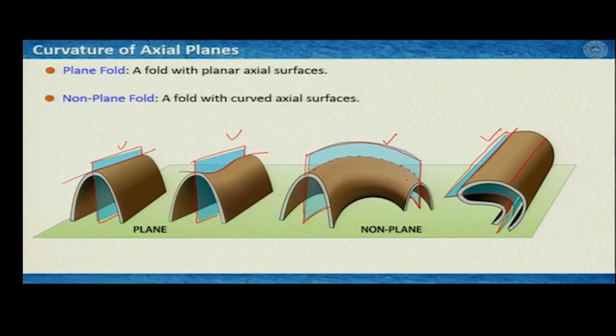However, in this case the fold axis is not straight, here the fold axis is straight. So, we learned that plane fold and non-plane fold is simply defined by whether the axial surface is planar or curved. It does not have any relation with the orientation of the fold axis or whether the fold is cylindrical or non-cylindrical. However, we will use plane fold, non-plane fold, cylindrical fold and non-cylindrical fold when we learn more about the superposition of deformation, and we will come back to all these kinds of illustrations. So, I request you to understand this part very, very clearly.